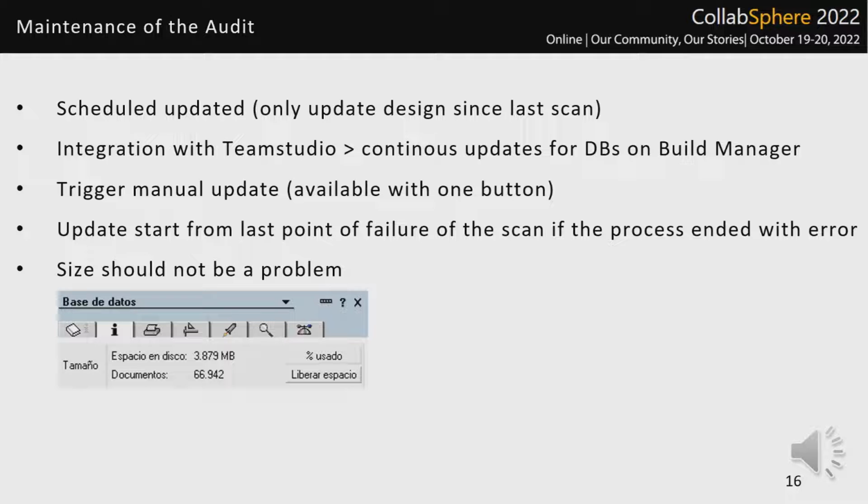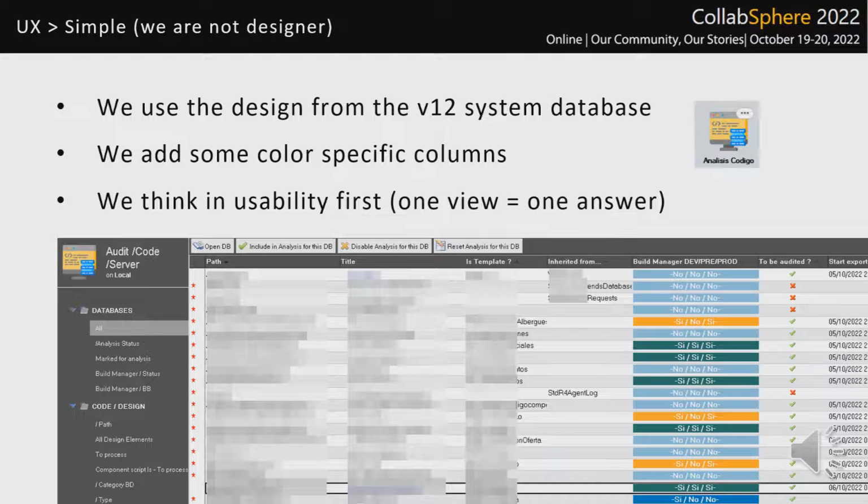About the size, this database should not be a problem. With our biggest Domino server, which is development, we did not even reach 4 gigabytes, so it's okay. The interface is coming from the V12 system database made by HCL. We added some color-specific columns to highlight some data. And we think usability first, so we have a specific section with one view equal to one answer.